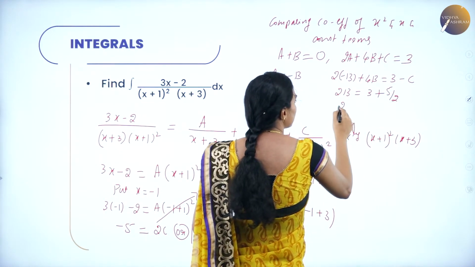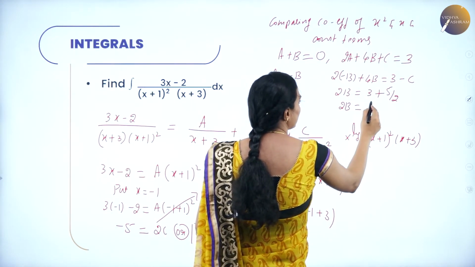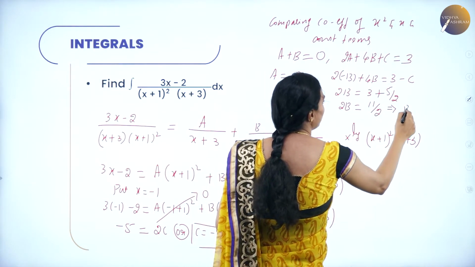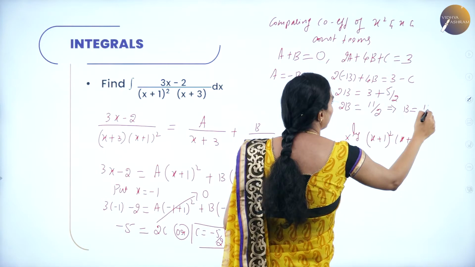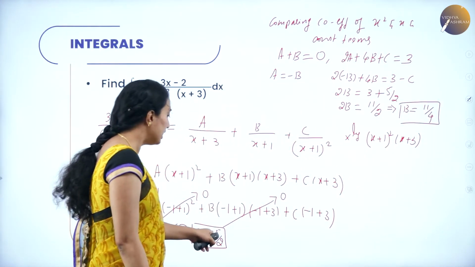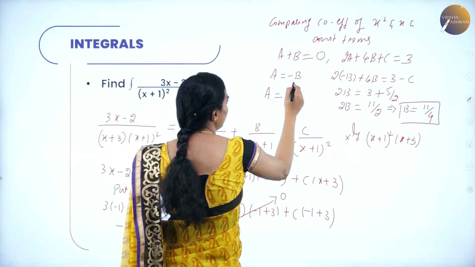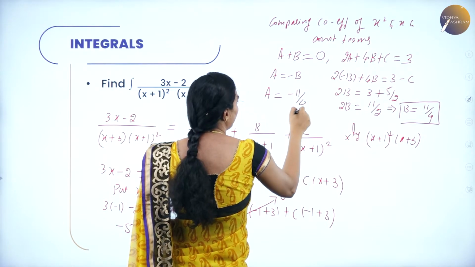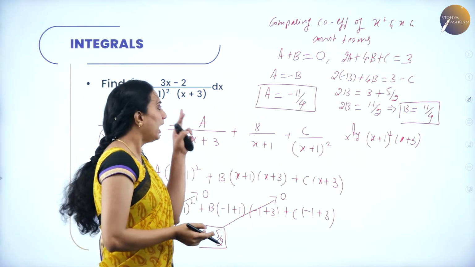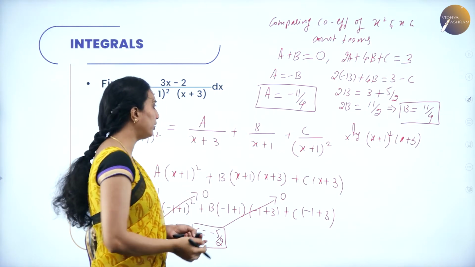So 2b will be equal to 2 3s are 6, 6 plus 5 is nothing but 11 divided by 2. Now you can cross multiply 2 here. So b will be equal to 11 divided by 4. Now you got the b value as 11 divided by 4 and c value as minus 5 by 2. You can get the a value, which is nothing but minus 11 by 4, because negative of b is nothing but a. Now all the values you got: a is minus 11 by 4, b is 11 by 4, and c is minus 5 by 2.